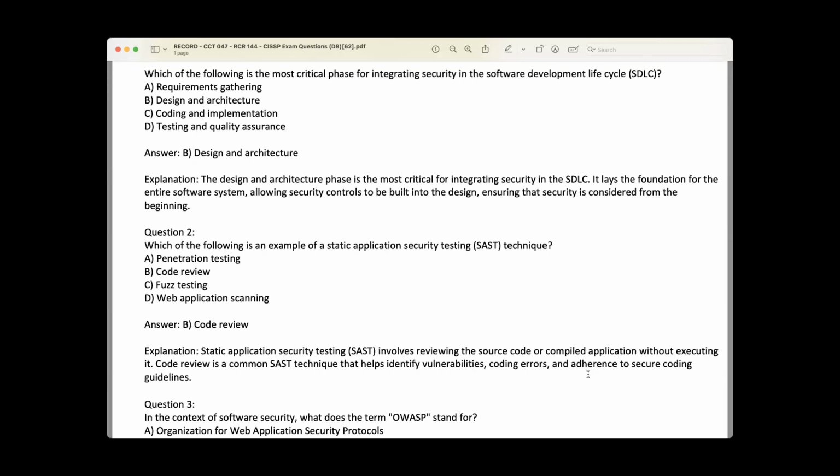Okay, so which of the following is most critical? Requirements gathering, design and architecture, coding and implementation, or testing and quality assurance? The answer is B. Right, I was almost going to say the wrong one. I don't know what I was thinking. It's B, design and architecture. So design and architecture is the most critical for integrating security into the SDLC environment. It does lay the foundation for the entire software system and allows for security controls to be built into the design. Again, ensuring security is always considered from the beginning.